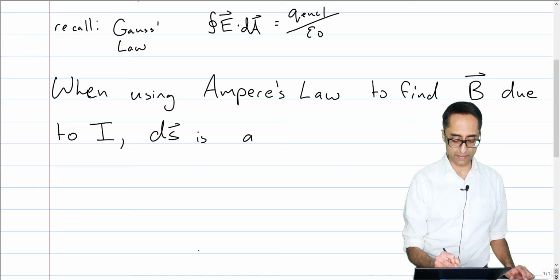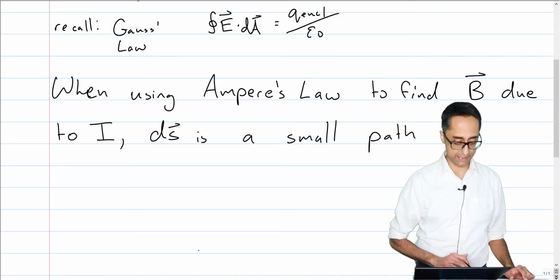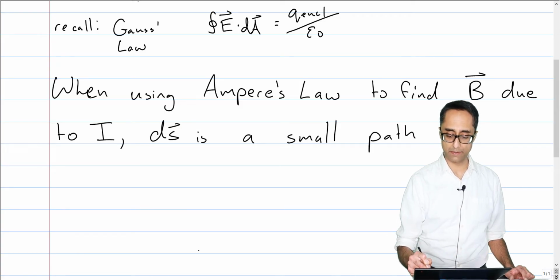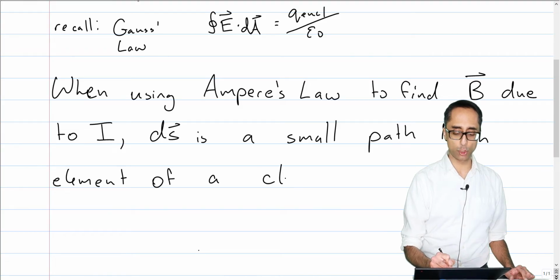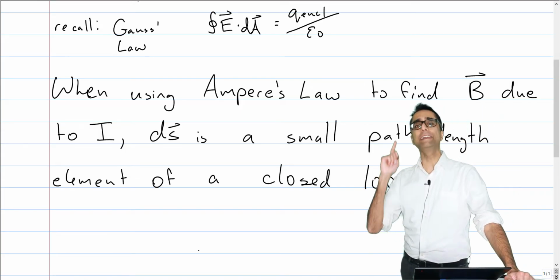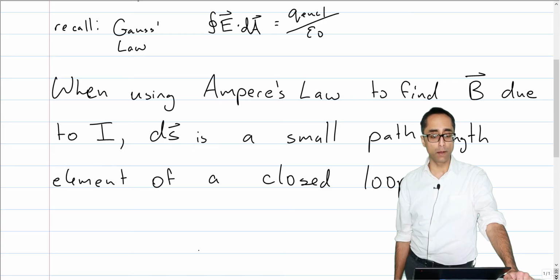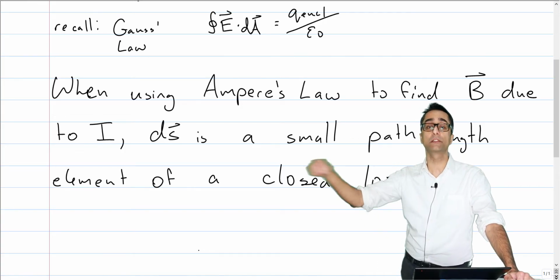It's going to be a small path length element, segment or element is fine, of a closed loop. All right, so I'm giving you the shape of ds. I'm giving you the shape of every Amperian loop you do.